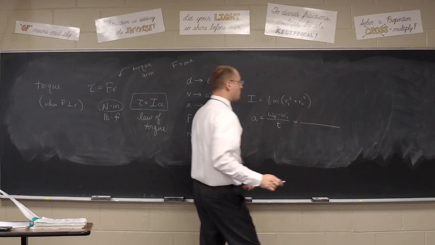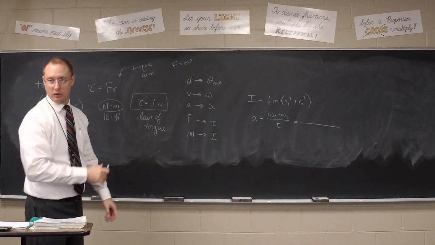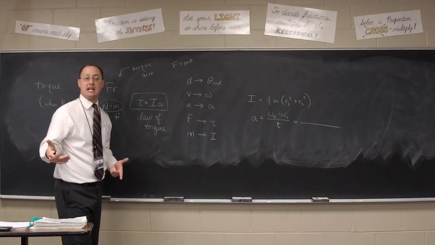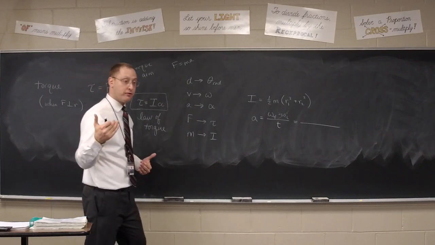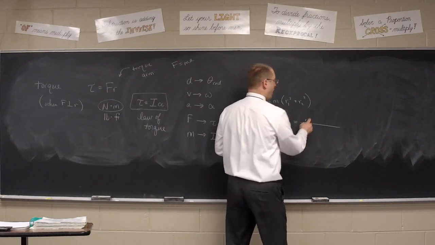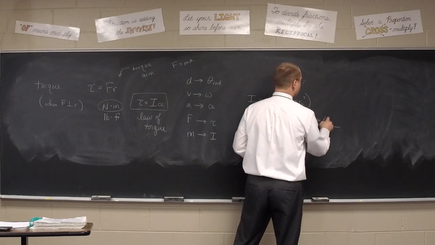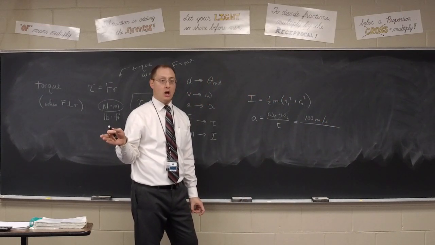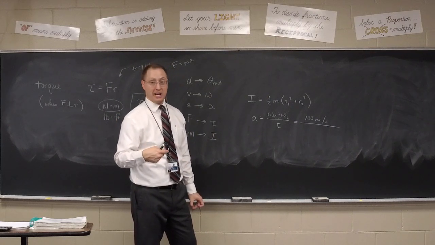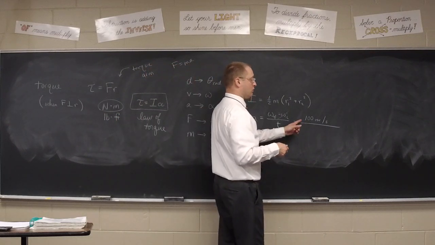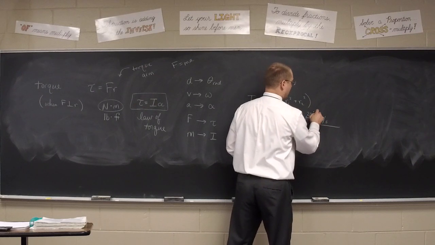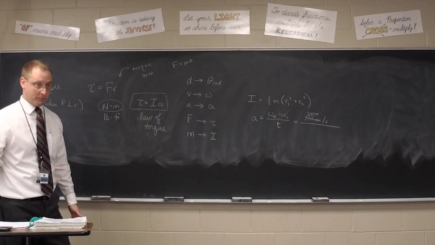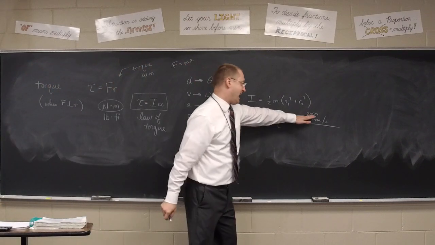All right, now it says the wheel starts from rest, so forget the omega sub i. It gets up to an angular velocity of 100 revolutions. Wait a second, we don't do revolutions. So 100 revolutions is how many radians? 200 pi, which would be about 628 point blah, blah, blah, right? So we're going to do 200 pi per second.